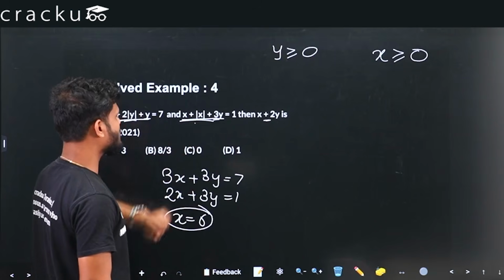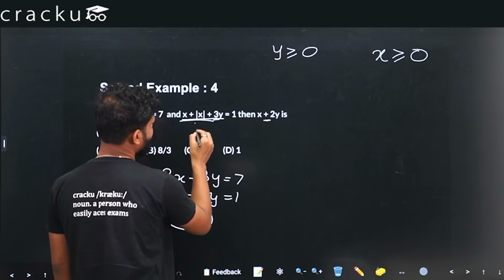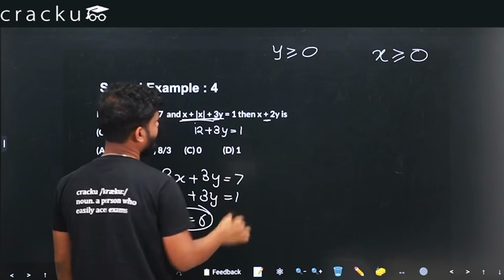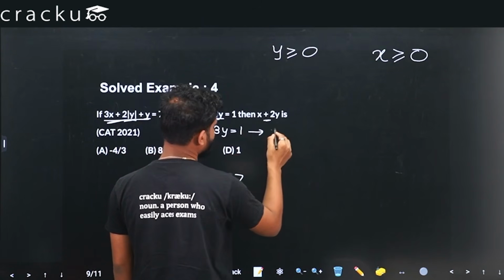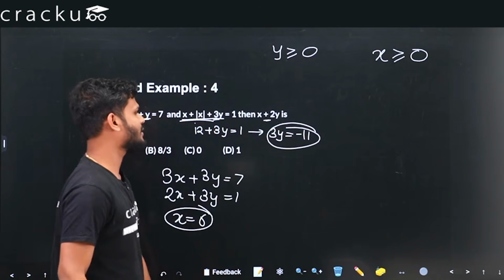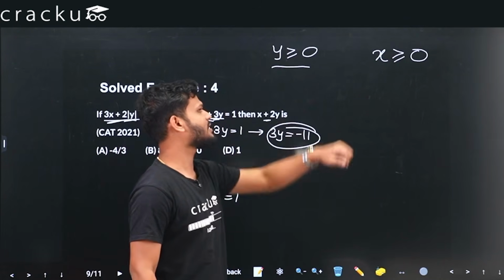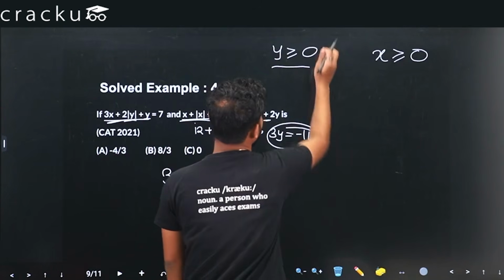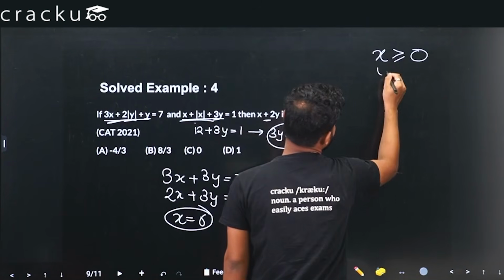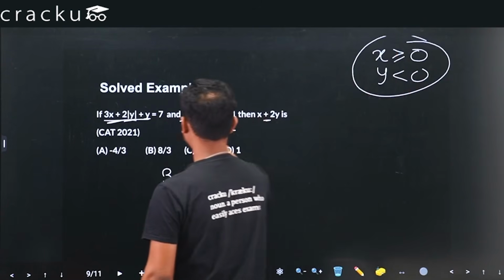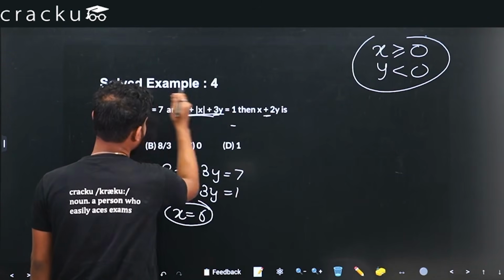Now put x equal to 6 here. If you put x equal to 6 here, you will get 12 plus 3y is equal to 1. But from here you can see 3y is coming to be negative, or y is coming to be negative. But what was our assumed condition? y greater than or equal to 0. It means our assumed condition was wrong and y is less than 0. So these are the correct conditions. By the contradiction we reached our correct conditions.